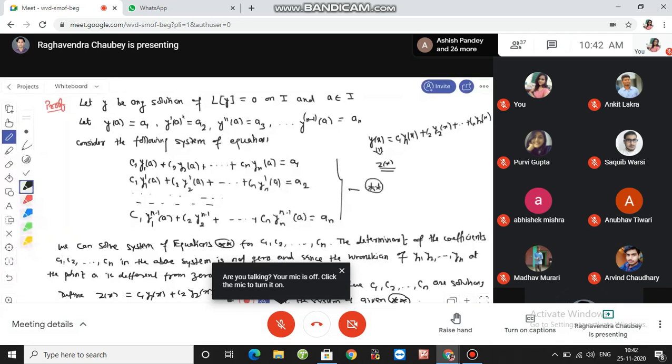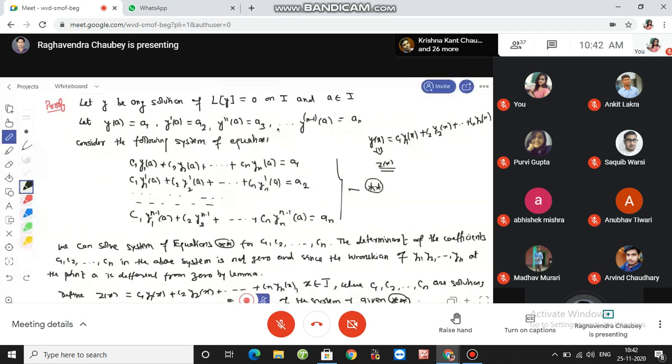So here we can say that this is the unique solution and Z(x) is the solution of that. So this implies Z(x) equals Y(x). So you can say that this completes our proof.